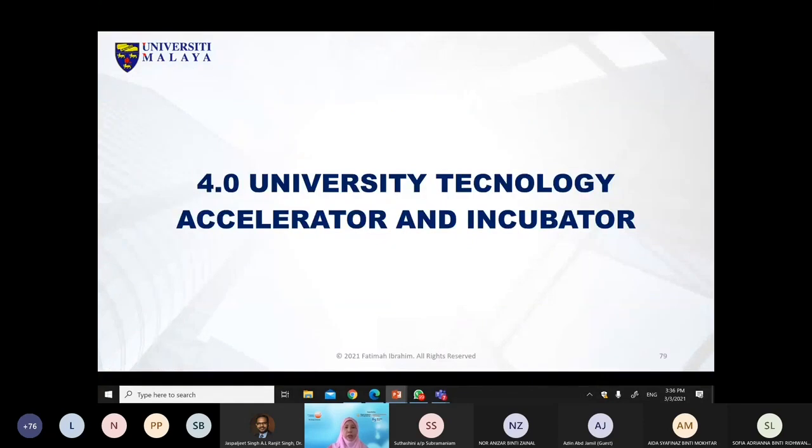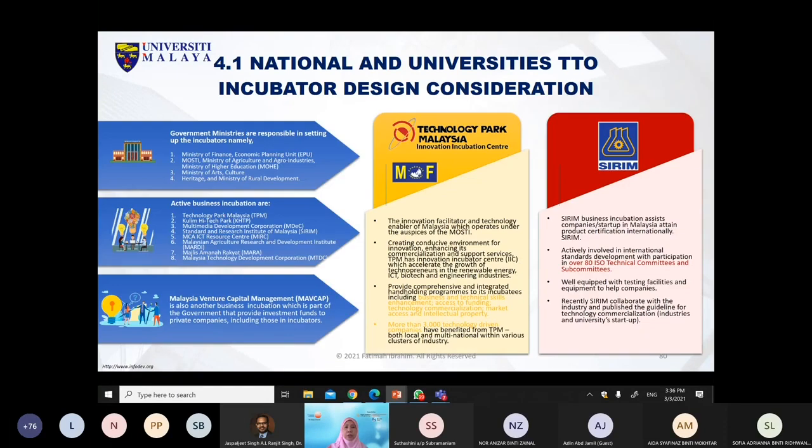So the next one is on University Technology Accelerator and Incubator. So this is very important because if you want to have a startup, you need to have an incubator where to incubate you. So this is the National and University TTO Incubator Design Consideration. So I want to tell you that the government do provide support. We are lucky to stay in Malaysia because the Malaysian government provide so many support in commercialization and technology transfer. So we have to utilize the support.